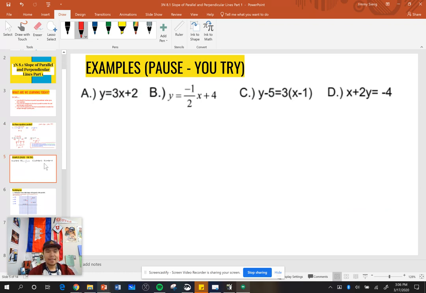Let's try that again. Again, let's do this example. Go ahead and pause that video and try these. I want you to find out which ones are parallel to each other, okay? So again, pause that video and see what you got. Go ahead.